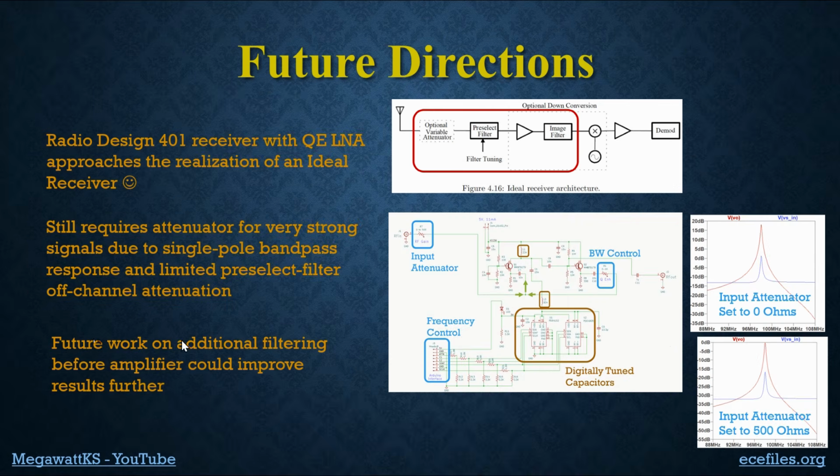So the final future direction that I have is it would be nice if we could have additional filtering before the amplifier that didn't hurt the sensitivity of the receiver. If we could do a better filter out here in front, then we could approach this design. And we could do that, but the trouble is the automatic tuning that is required in one of these designs would get more complicated. But that doesn't mean it's not doable. So there's additional work that could be done here. And I would encourage people to think about that.